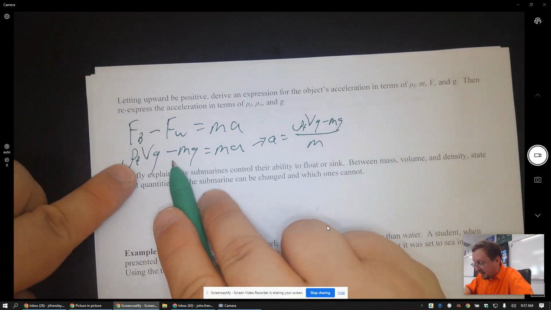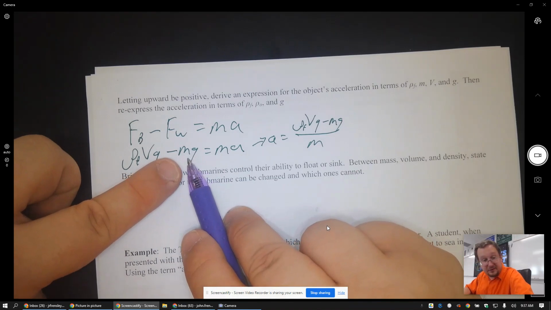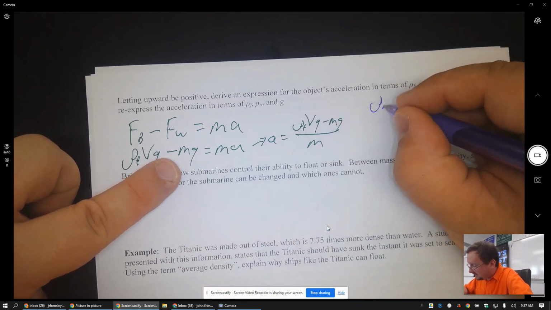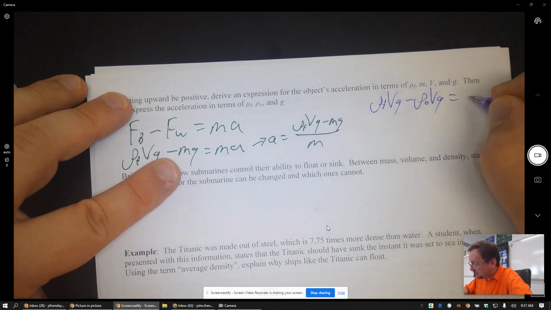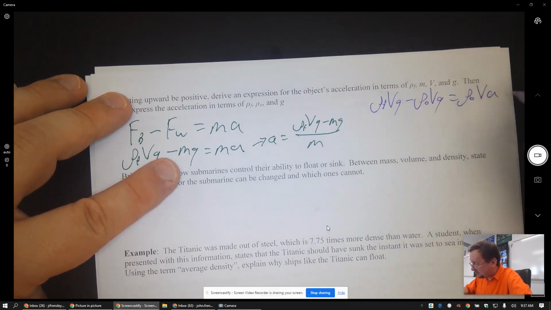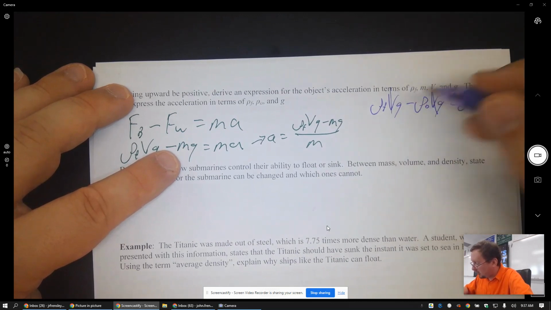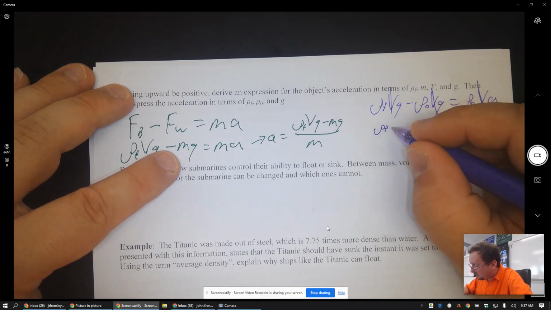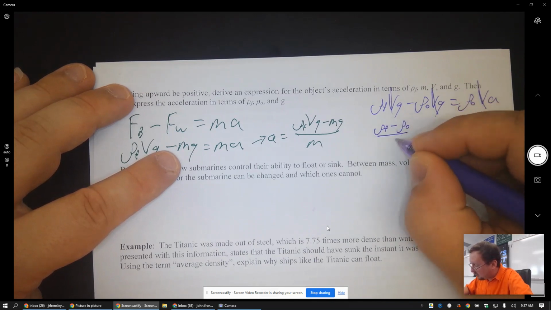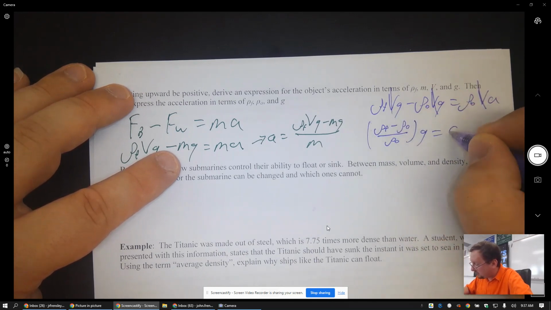But if you replace this m with the density of the object, then it becomes the density of the fluid times volume times gravity minus the density of the object times volume times gravity equals m, that's density of the object times volume, times acceleration. So mass is density times volume. The volume cancels out, the g factors out, and you get the density of the fluid minus the density of the object, over the density of the object, if you just divide and factor out the g, equals the acceleration.